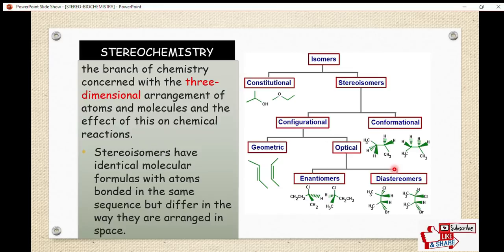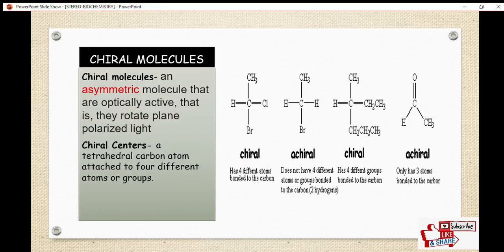Under optical, we also have diastereomers. Diastereomers are not mirror images of each other, although they have chiral centers, and they differ from each other at just one carbon atom. So one chiral center is just the difference between these stereoisomers. This is stereochemistry, and that's what stereoisomers are. Let's talk about chiral molecules.